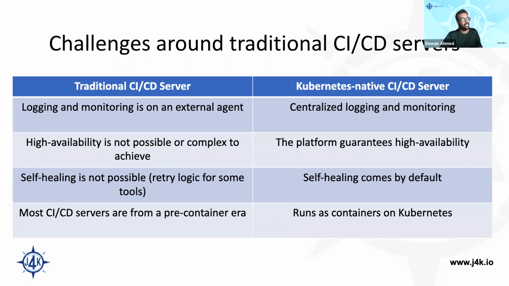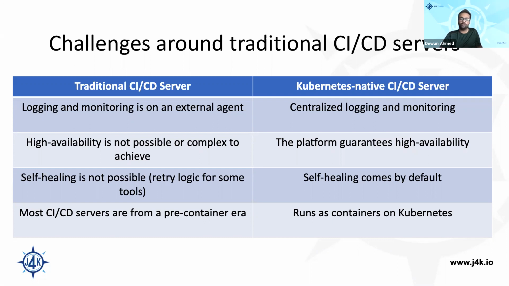The second point is high availability. For a typical traditional CI/CD server, high availability is not an option, or it's pretty difficult to achieve, where you have to go through multiple setups. For a Kubernetes native CI/CD tool, the platform itself guarantees high availability. So you can do your configuration to ensure HA. If you have your Kubernetes cluster with HA configured, your Kubernetes native tool, which is Tekton, is on top of that platform, so the platform itself guarantees high availability.